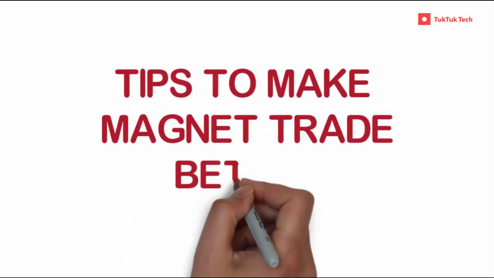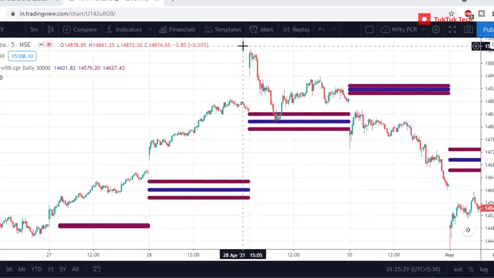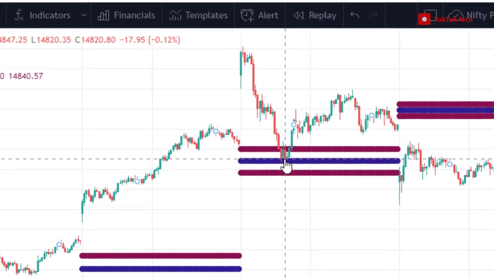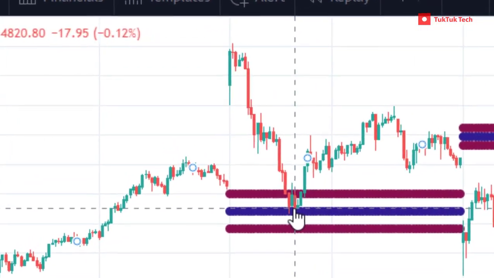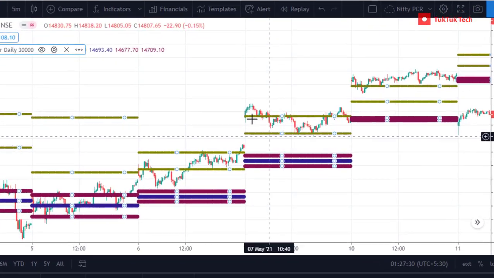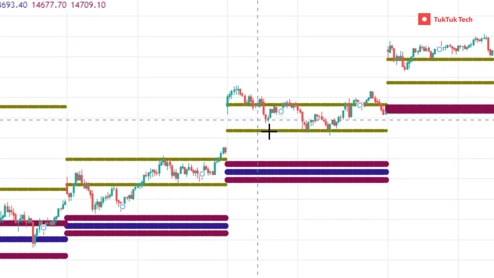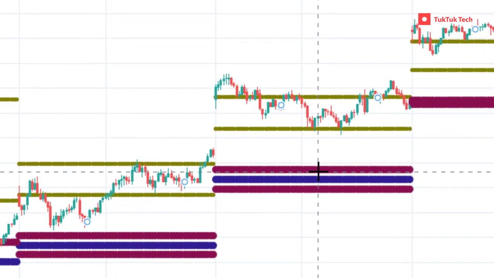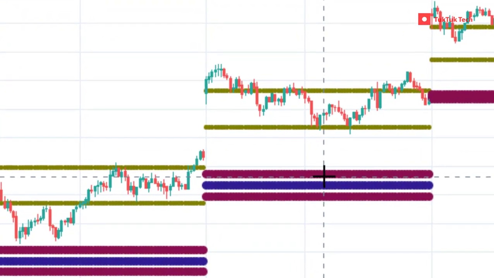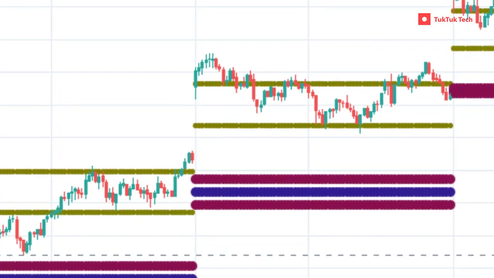Tips to make magnet trade better. The magnet trade will be short and sweet. Don't wait all day for a gap to fill. The longer the trade takes, the more unlikely it is to fill.